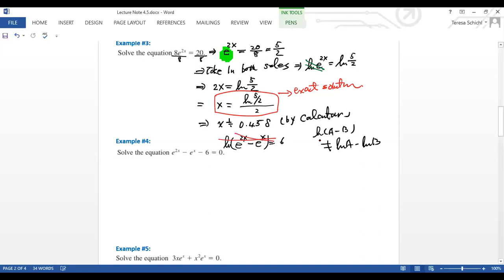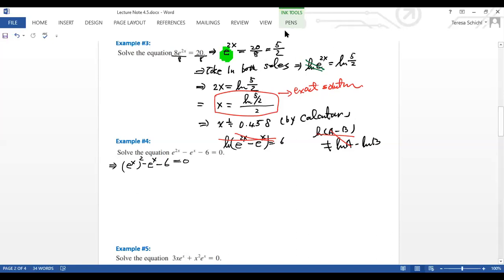It's not helpful here, right? Okay, so now let's take a look at what I can do here. So you see here, I observe this is e^(2x) and e^x. Okay, so if I change this a little bit, I say this is (e^x)^2 minus e^x minus 6 equal to 0, right?